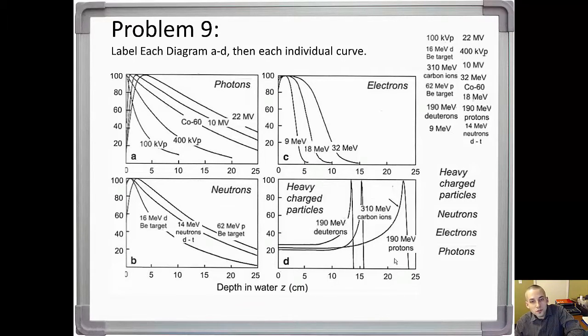Okay, so notice that the 190 MeV protons tend to go the furthest in depth. We have 190 MeV deuterons, 310 MeV, so higher energy, carbon ions. Let's compare protons to deuterons. They have the same energy. Protons are one proton. Deuterons are one proton, one neutron. So it has a higher mass.